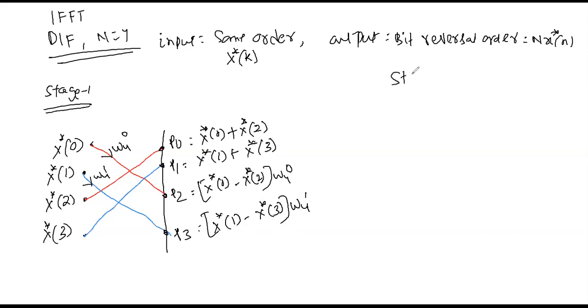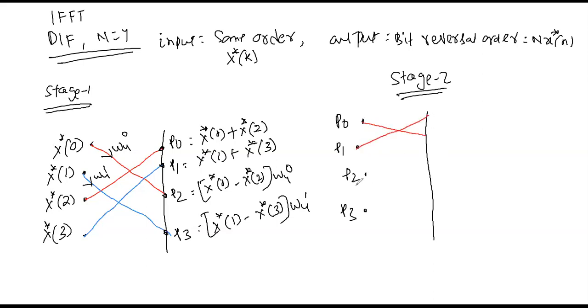In the same way you can do stage 2. Again, the output of stage 1 becomes the input to stage 2: P0, P1, P2, P3. Now how to do the butterfly? In the same order, first two, then the next two, because this is DIF. The next two, like this. This is omega 4^0, this is omega 4^0, and the important part is the outputs. Don't make a mistake here.